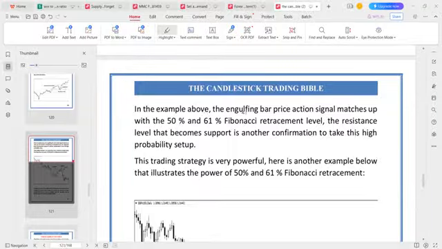All right, in the example above, the engulfing bar price action signal matches up with the 50% and 61% FIB retracement level. The resistance level that becomes support is another confirmation to take this high probability setup. This strategy is very powerful. Here's another example below that illustrates the power of the 50 and 61 FIB retracement levels.